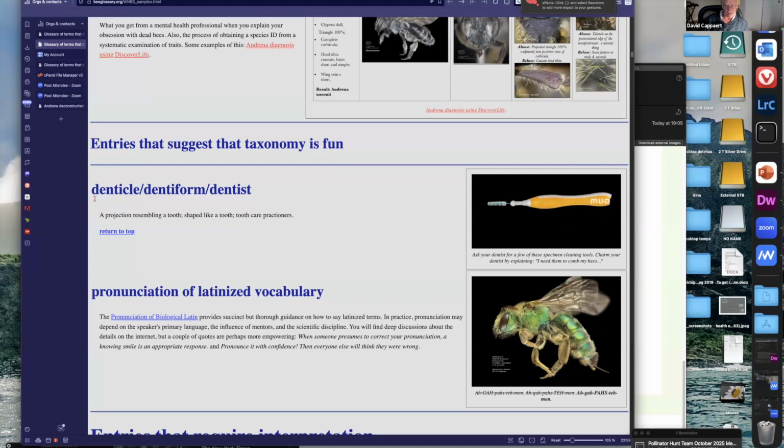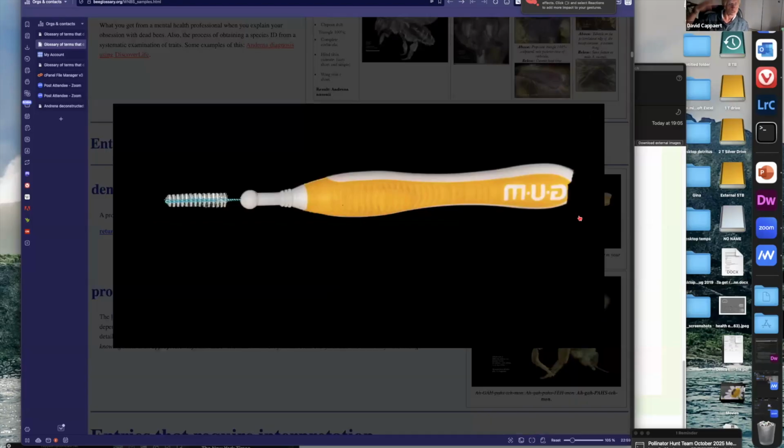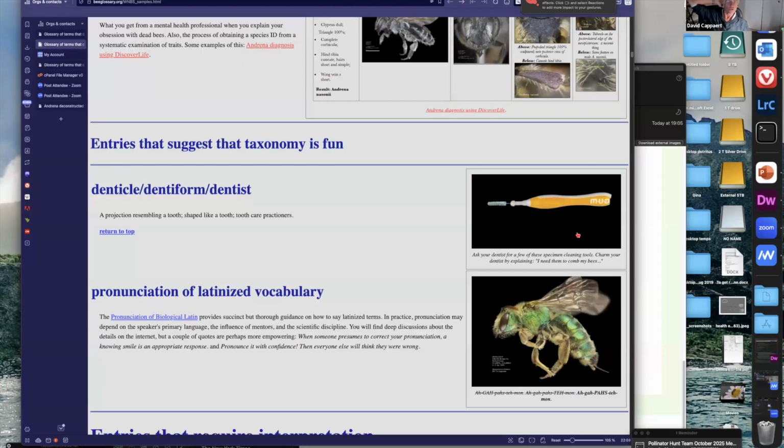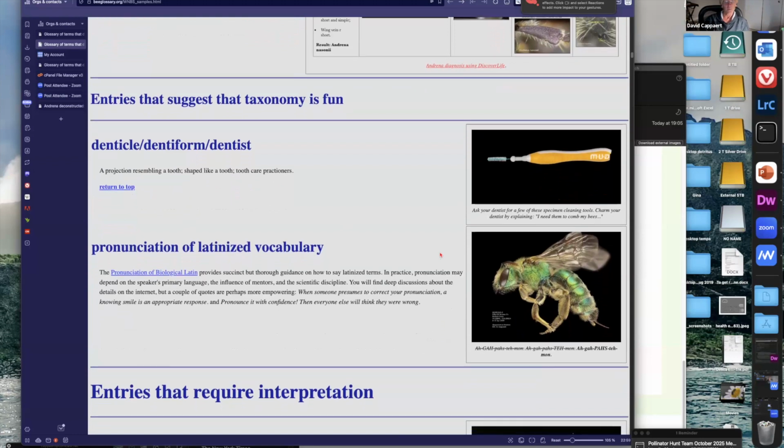So I said a denticle, a projection resembling a tooth, shaped like a tooth, or a dentist, a tooth care practitioner. And what I do with this is I say, ask your dentist for a few of these specimen cleaning tools. If you use this and you brush dust out of a specimen, it's a great tool to have. And so charm your dentist by explaining, I need these to comb my bead. And if they're not charmed, you should get another dentist.